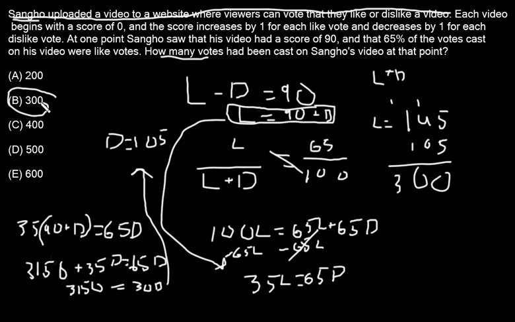I know that was kind of a quick video, but I want you to go back and see how we solve for L, see how we solve for D, see how we set up the system of equations. And that's basically it for the whole video. If you plug these values of L and D back into these constraints, you can see that it fits perfectly. We have a score of 90 because 195 minus 105 is 90, and 195 divided by 300 is equal to 65%. There you go.